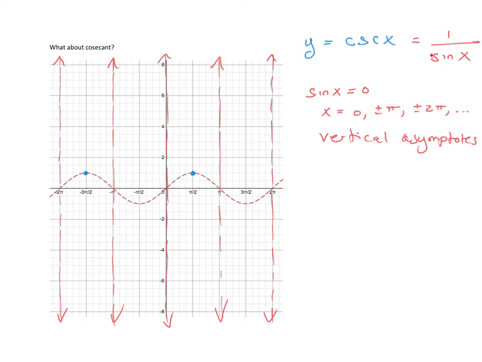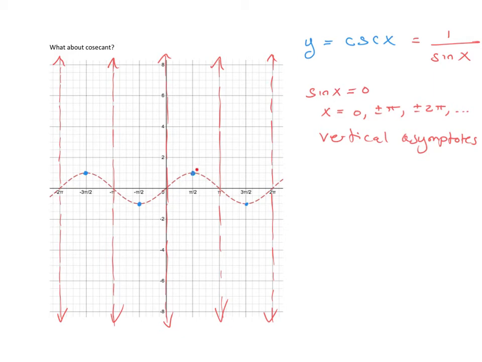You probably noticed that it also happens over here. Furthermore, if sine of x is equal to negative 1, 1 over negative 1 is negative 1, so cosecant of x will equal negative 1 there as well. And there's two places where this occurs, that is here and here.